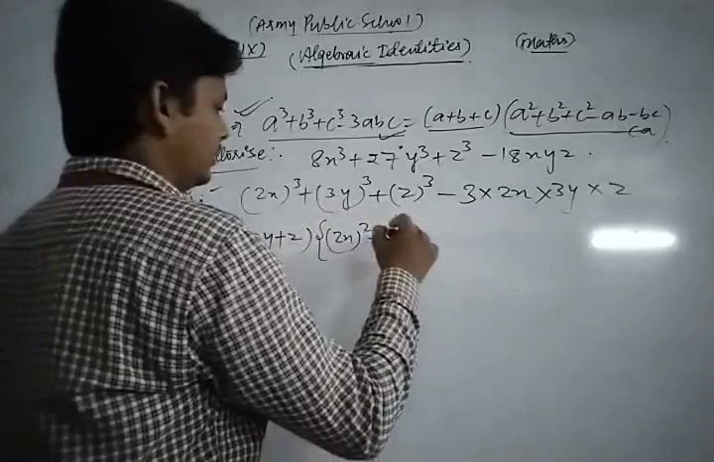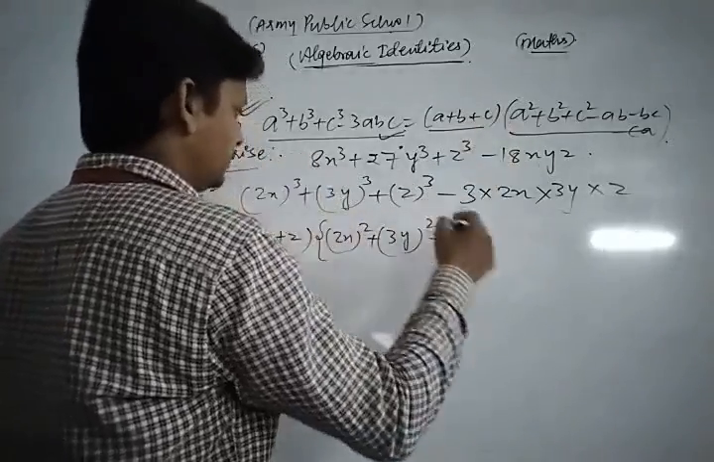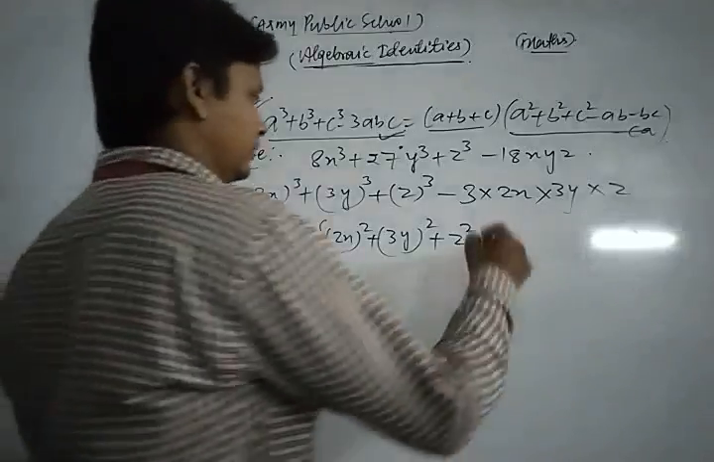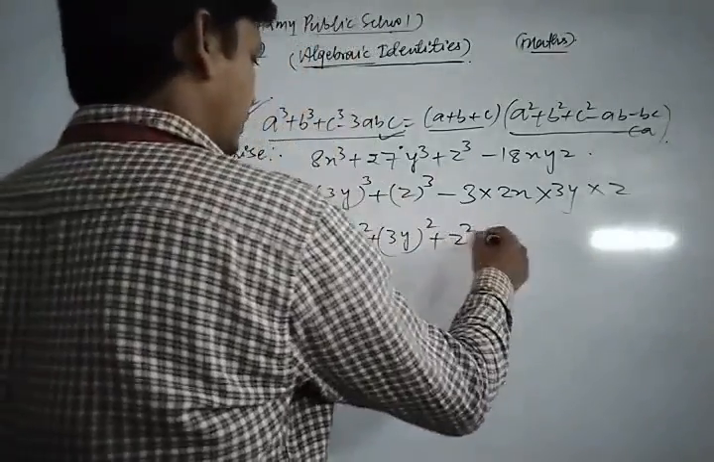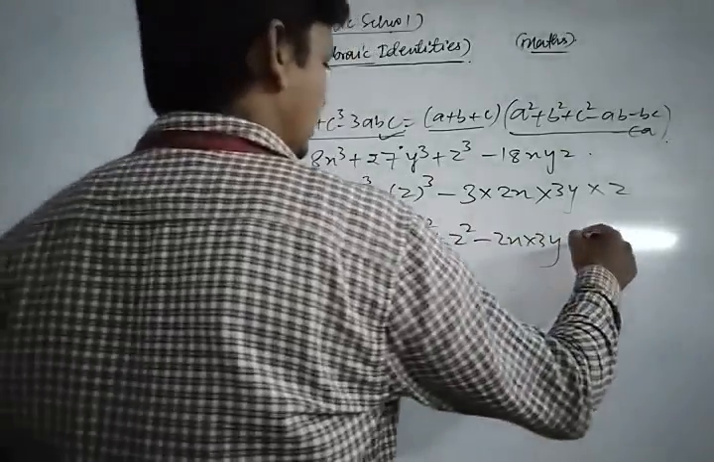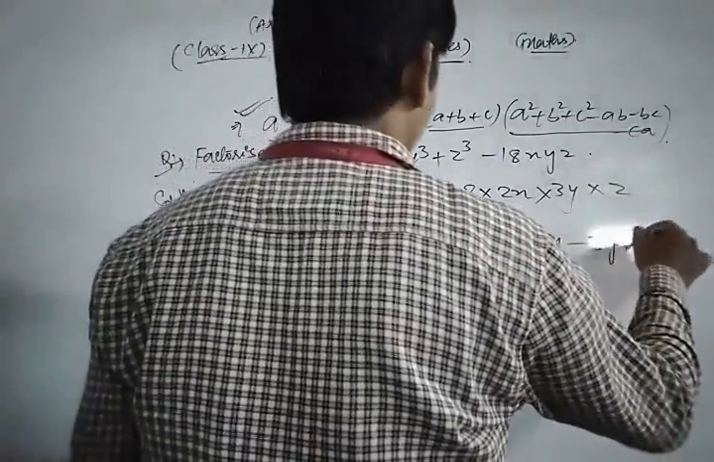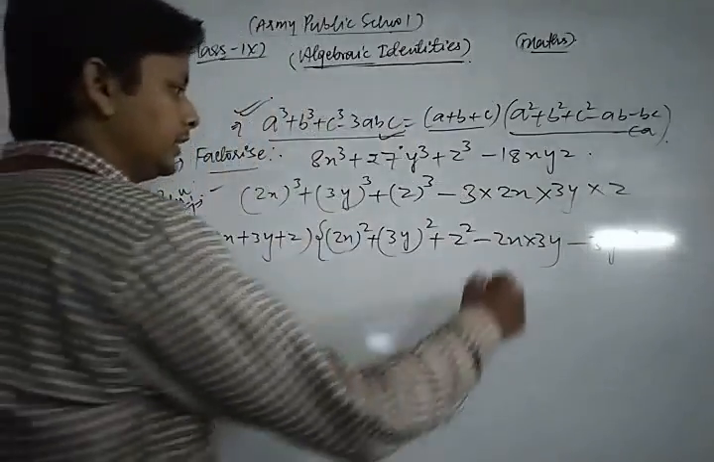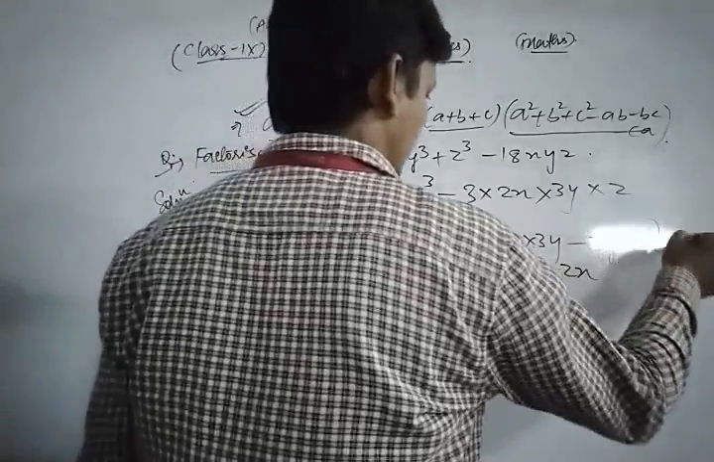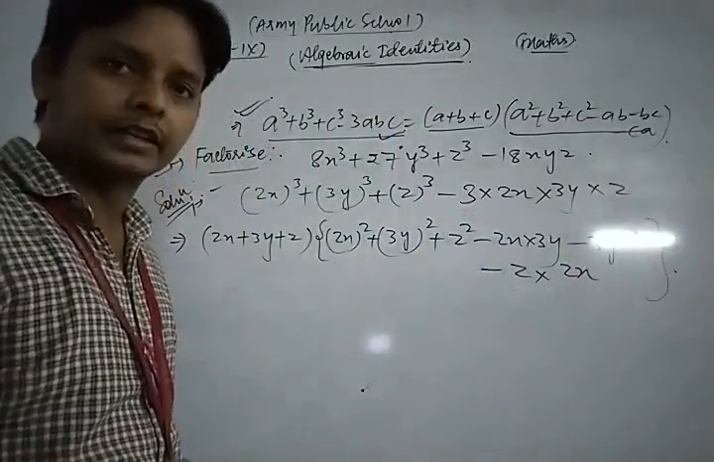plus b square plus c square, minus ab, minus bc which is 3y into z, minus ca, where a means 2x. Okay, so now we expand it.